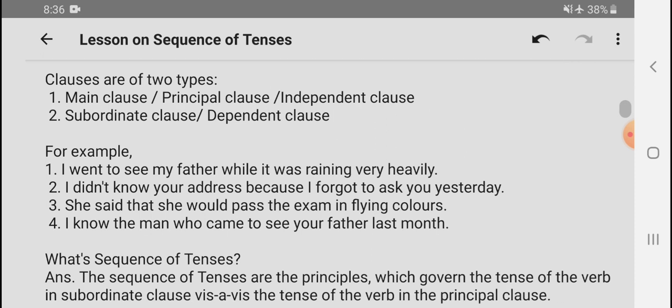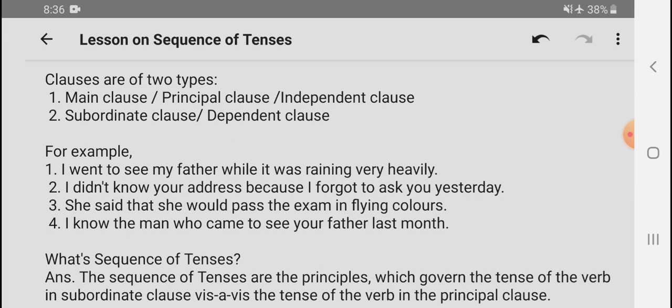Now you see, in order for any clause to become an independent clause, as the name suggests, it has to give you a vivid, a clear idea, and it does not have to depend on the other clause. For example, if I take example number 1, that's I went to see my father while it was raining very heavily. This sentence has two clauses. One is I went to see my father, that's one clause. While it was raining very heavily, that's another clause.